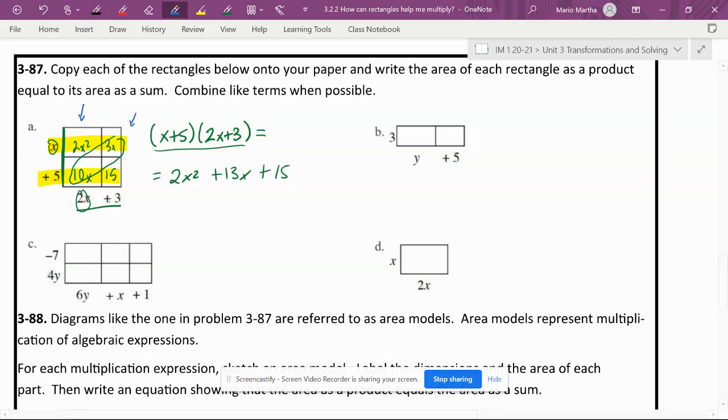We can also use it pretty much like the distributive property, like in example B, where we have 3 parentheses y plus 5. Now, most of you guys already know how to use the distributive property. This would be pretty much almost the same thing, right? So 3 times y gives us 3y. 3 times 5 gives us 15. So 3y plus 15. And it's the same thing as doing the inside part.